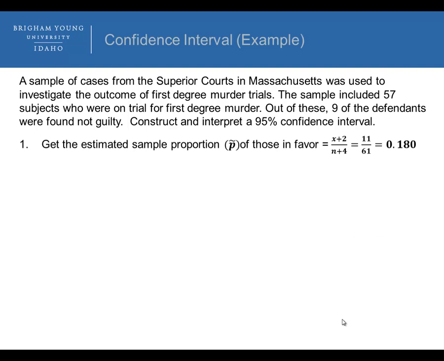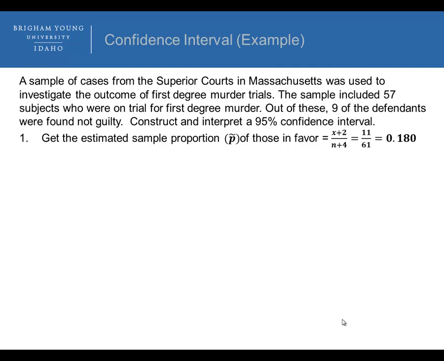First of all, we want to get the estimated sample proportion, p tilde. So we're going to take x plus 2 divided by n plus 4. x is the 9 who were found not guilty, the 9 that meet a certain characteristic. The 9 plus 2 becomes 11, and n is our sample size, 57, plus 4, which gives 61. So 11 divided by 61 is 0.180.